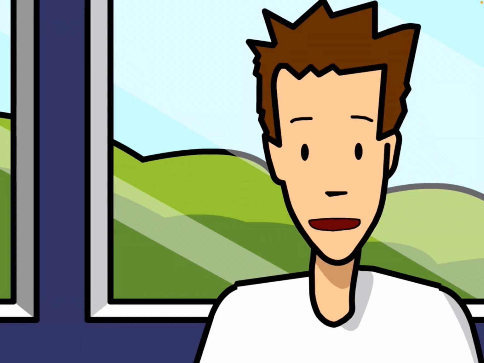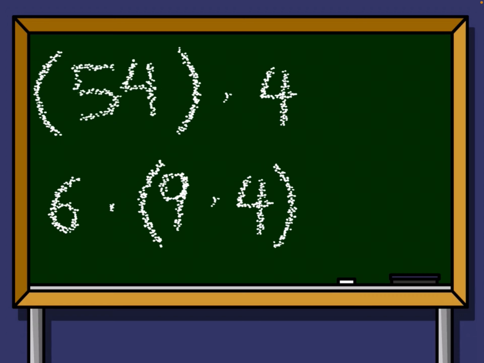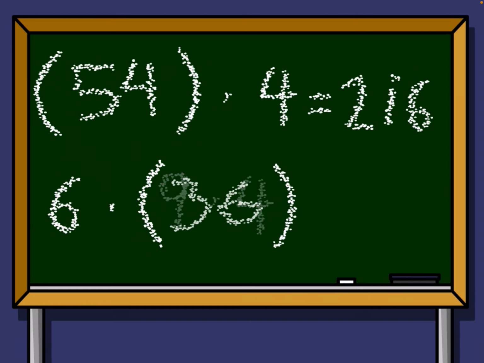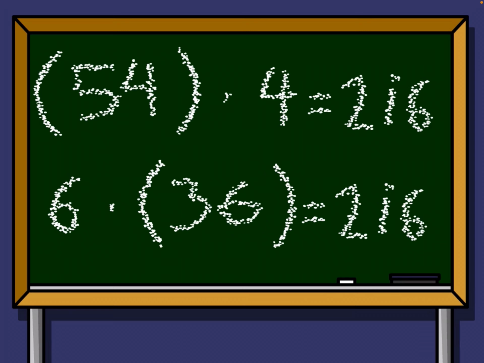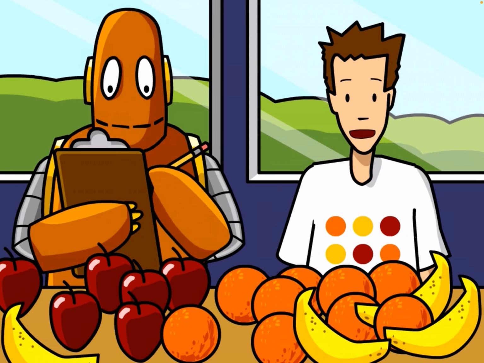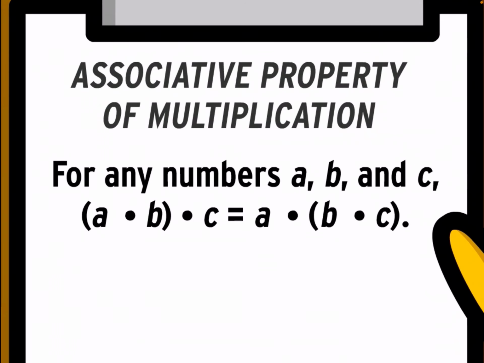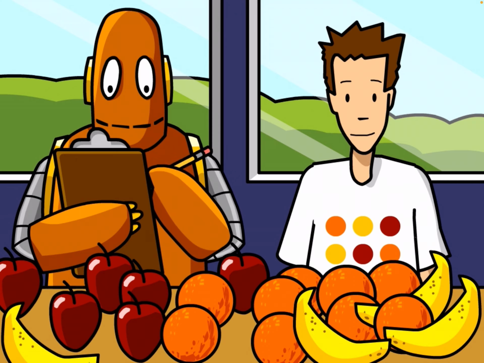The associative property works for multiplication too, but let's check it just to be sure. 6 times 9 equals 54, and 54 times 4 equals 216. 9 times 4 is 36, and 36 times 6 equals 216. It checks out. That's the associative property of multiplication. For any numbers a, b, and c, (a times b) times c equals a times (b times c). And that's the associative property at work.